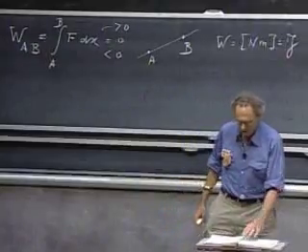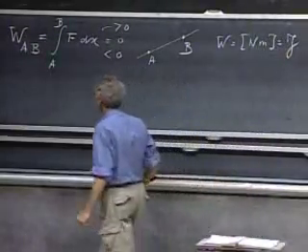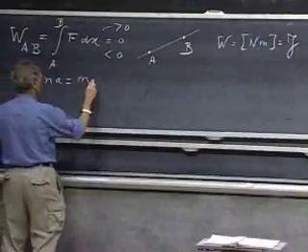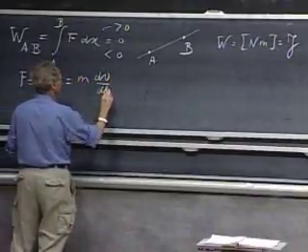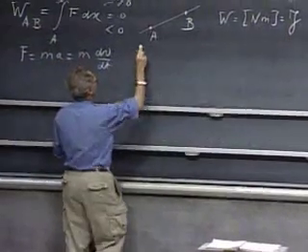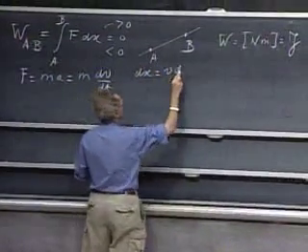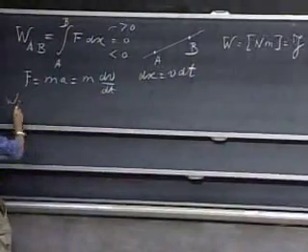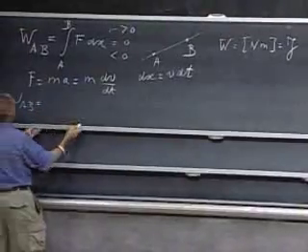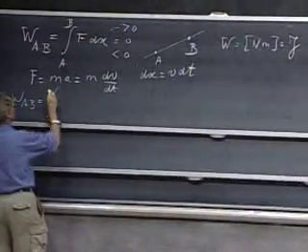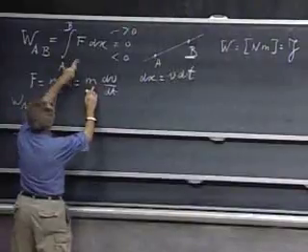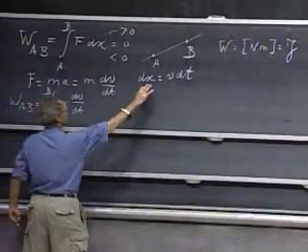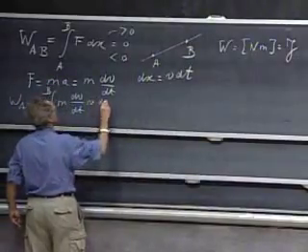F equals ma. So therefore, I can also write for this m dv/dt, and for dx, I can write v dt. I substitute that in there, so the work in going from A to B is the integral from A to B of the force, which is m dv/dt, times dx, which is v dt.